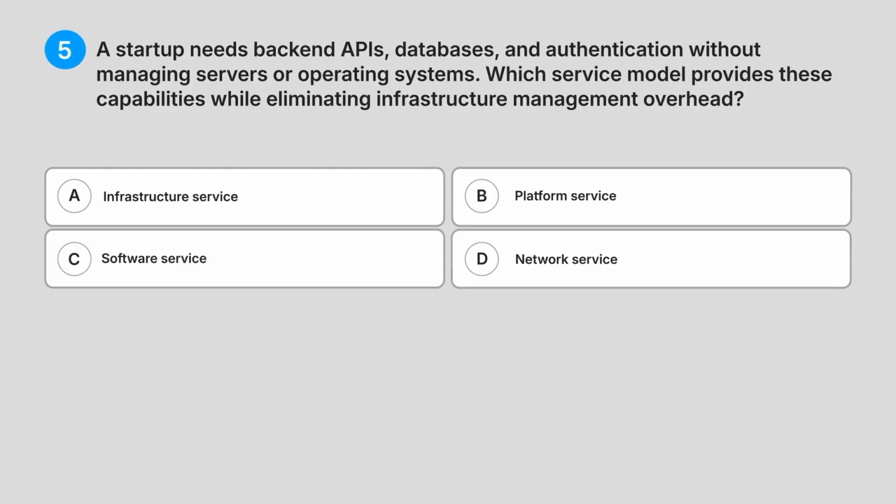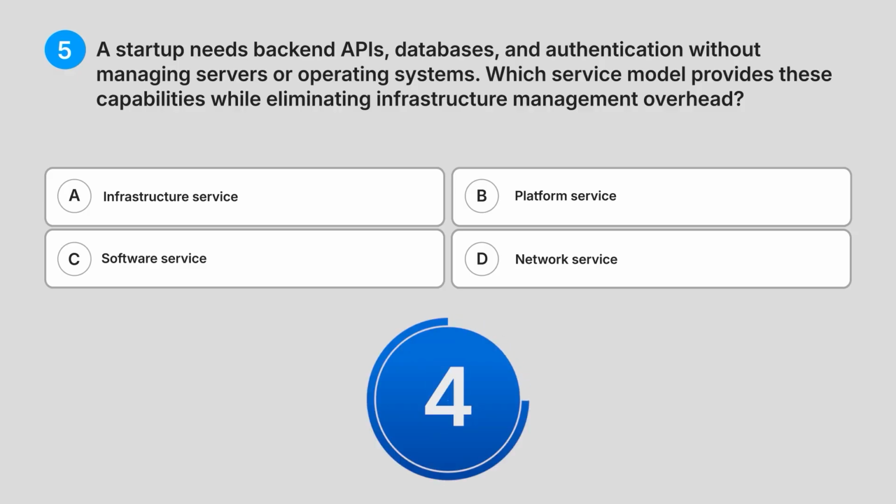5. A startup needs back-end APIs, databases, and authentication without managing servers or operating systems. Which service model provides these capabilities while eliminating infrastructure management overhead? A. Infrastructure service. B. Platform service. C. Software service. D. Network service. Can you guess the answer?